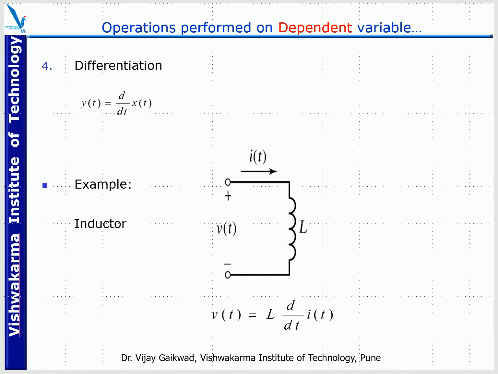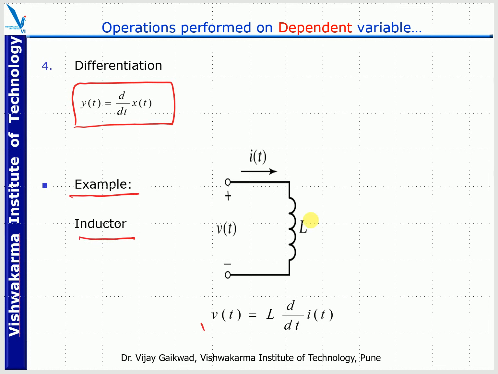Fourth operation is differentiation, and we can write as y of t is equal to d by dt of x of t. X of t is the original signal, and the resultant signal y of t is obtained by taking differentiation of the amplitude of x of t. A good example of differentiation operation is the inductor.